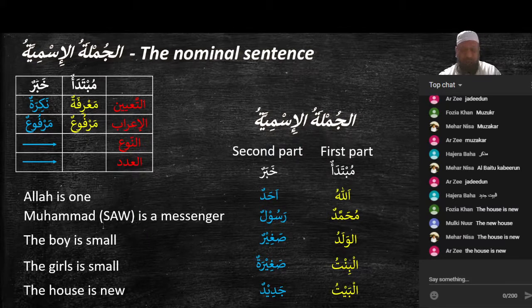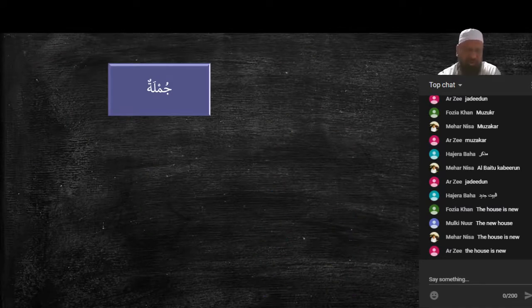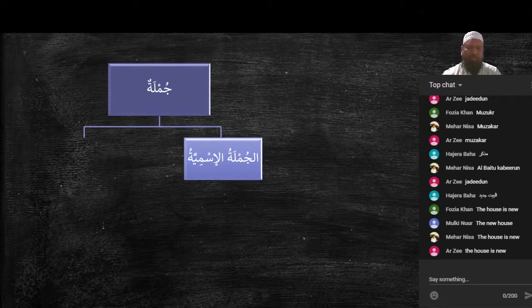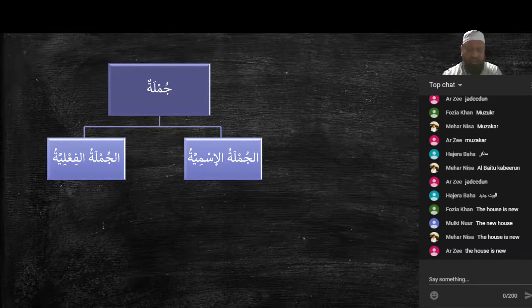Now, finally, let's recap what we have learned. We are learning jumla. Jumla is of two types. Number one, jumlatul ismiyatu. The jumla starts with an ism. Number two, jumlatul fi'liyatu. The jumla starts with a fi'l. We are going to focus on jumla ismiya for now, and jumla fi'liya later on. Okay, we're going to learn everything about al-jumla ismiya.